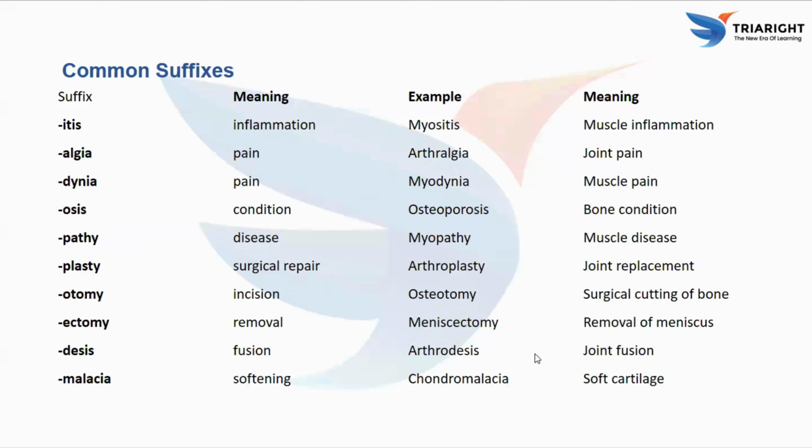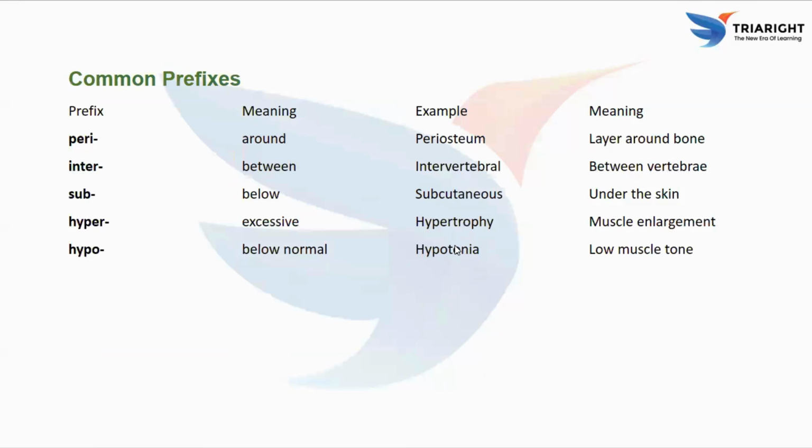Meniscectomy, nothing but removal of the meniscus. Then desis, meaning fusion. Arthrodesis is nothing but two bones or joints joined together permanently. So next is malacia, it's softening. Chondromalacia, it's a soft cartilage, right? So it's a softening of the cartilage, which includes abnormal softening. So this is about the common suffixes of the system.